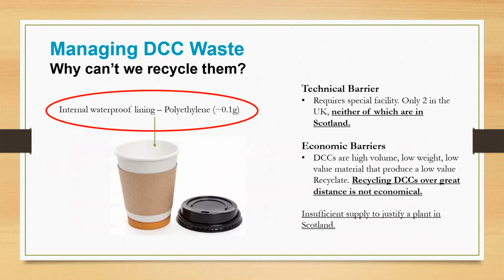The insufficient supply in Scotland, basically 200 million cups a year sounds like a lot, but that's occurring all over the country. And to justify a plant, you would basically need to consolidate all of that coffee cup waste into one area, and that involves a lot of logistics and transport. And there's a reason there's only 2 of these plants in the whole of the UK. It's unlikely that we'll be able to justify building a plant in Scotland to treat this waste.